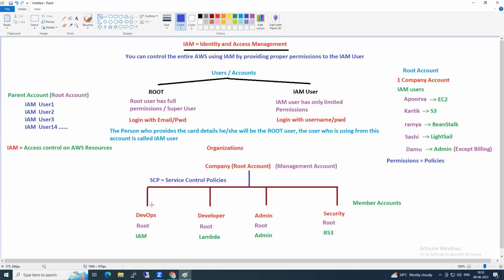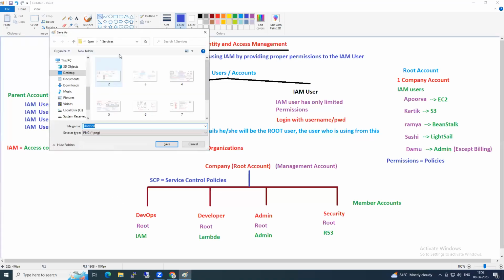Sir, are we saving these notes so that we can refer to them? Yes. Thanks.